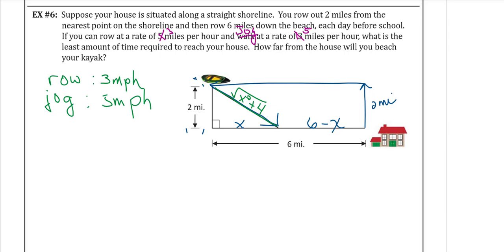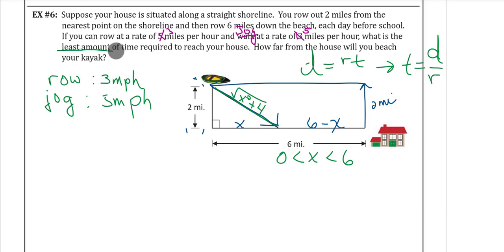Okay, so a couple other things. We want to make sure that our x values that we're looking at are constrained to be between 0 and 6. Otherwise, we're past where we either go past our house when we walk back, or we're further down the beach than we rowed. The other thing we're going to use is the idea that distance equals rate times time. So that would mean that time is distance over rate. And that's where we're going to set up our equation, because we want to know the least amount of time. So that's going to be our optimization question, our equation.